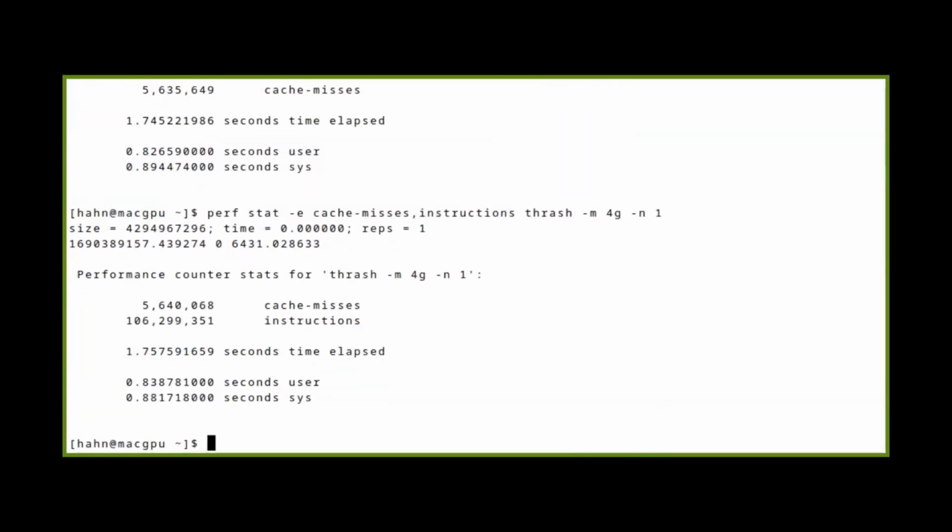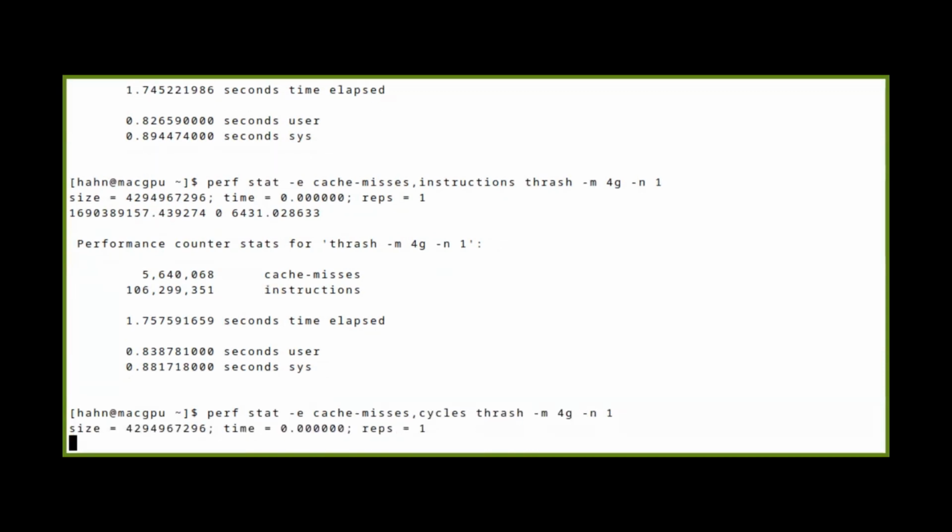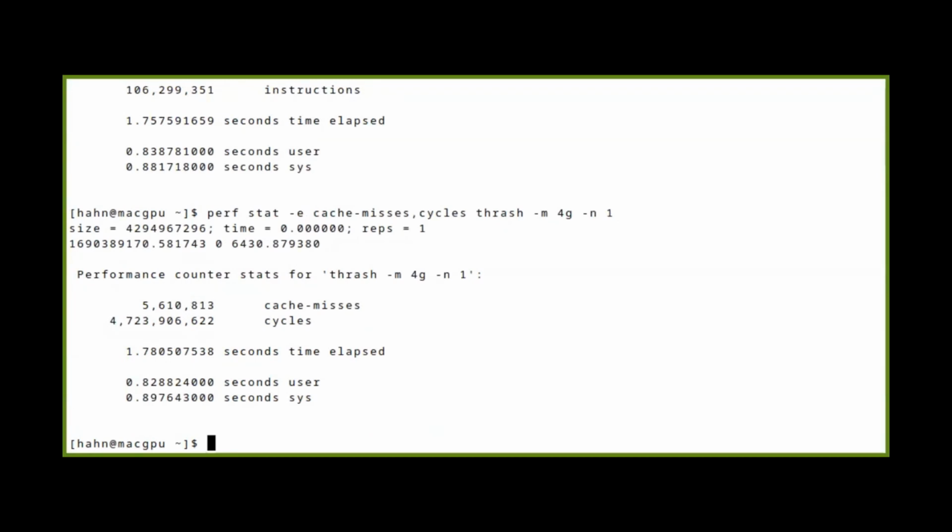This tells me cache misses per instruction if I divide those. I think if you use cycles, it's actually smarter and gives you a ratio. No, it doesn't. But that's 5 billion cycles and 5 million cache misses. So you can say it's 1/1000th. That's actually really surprising. So that's 1,000 cycles per cache miss, which I guess is possible.